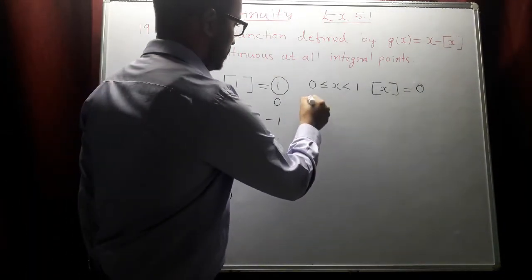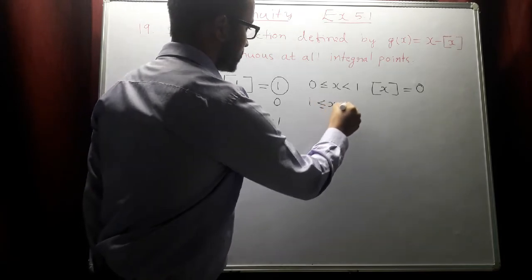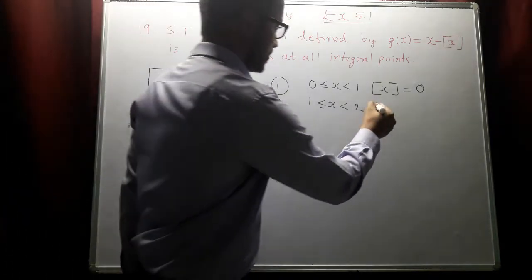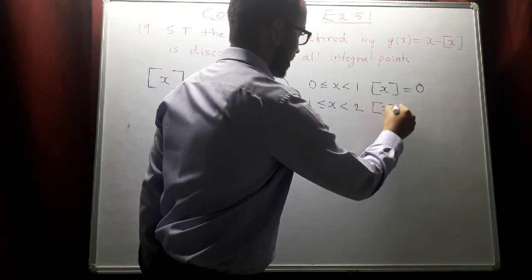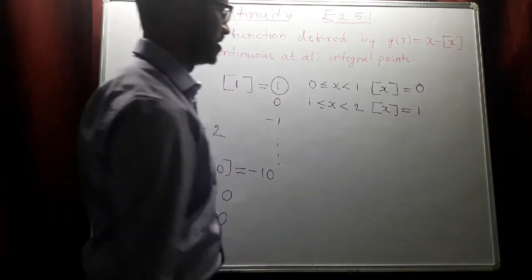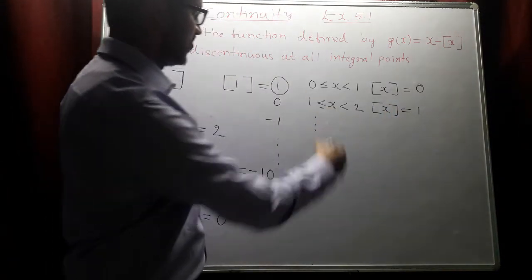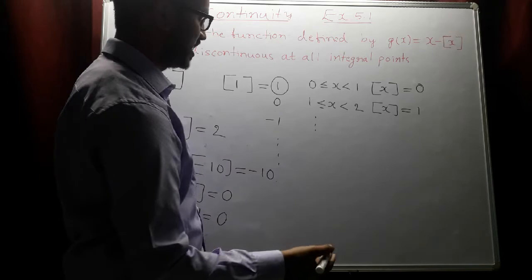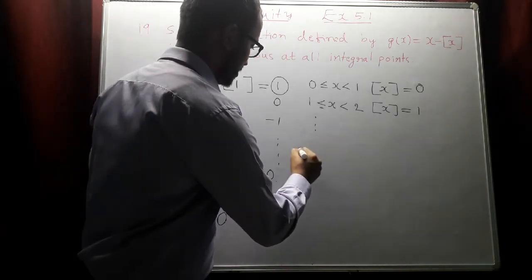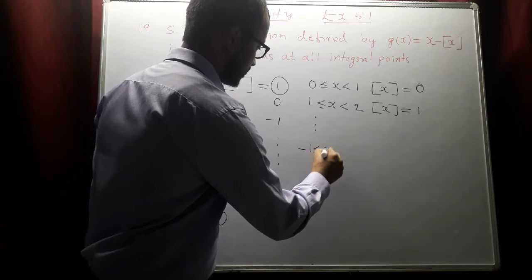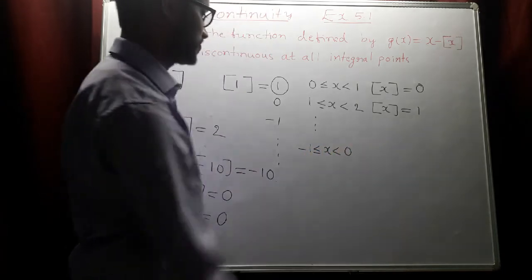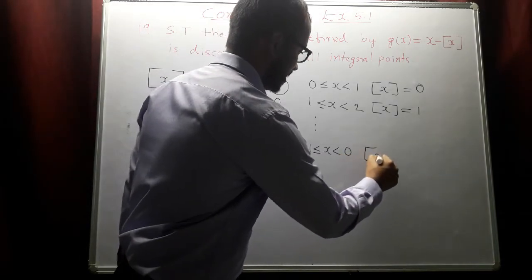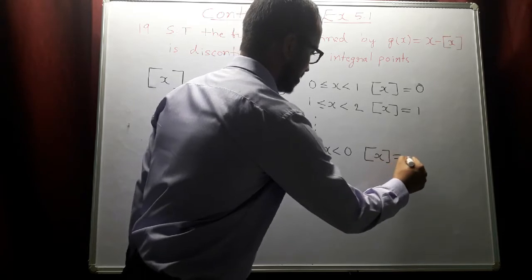Similarly, if you take a number from 1 to 2, where 2 is excluded and 1 is included, the value of the greatest integer of x will be 1. The same thing holds for positive real values. Similarly, if you consider negative real values, suppose we consider the values from minus 1 to 0, here 0 is excluded. The value of the greatest integer of x will be minus 1.